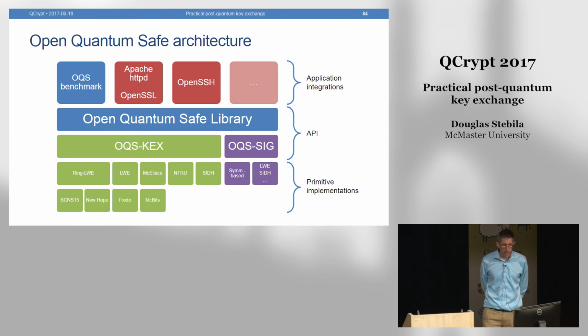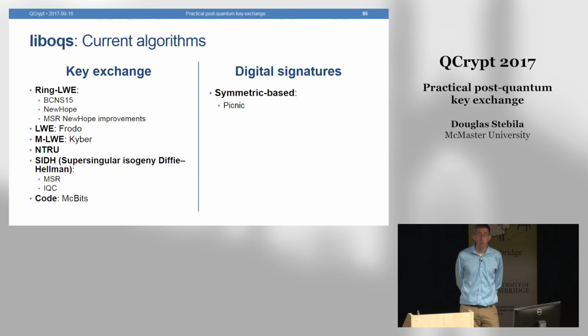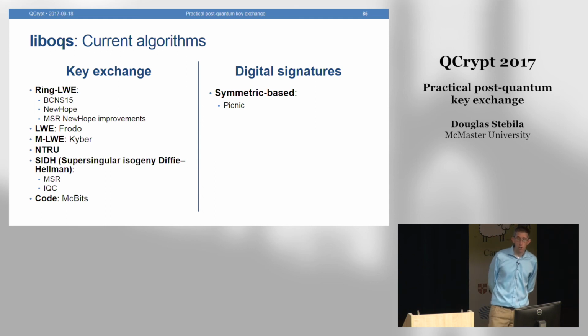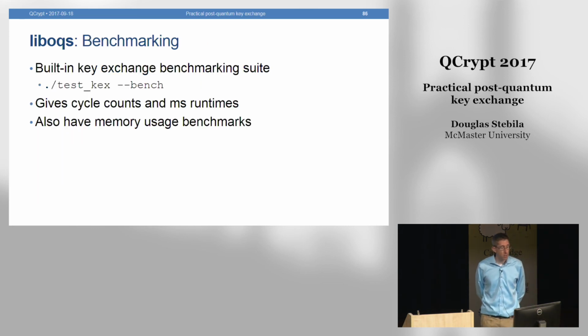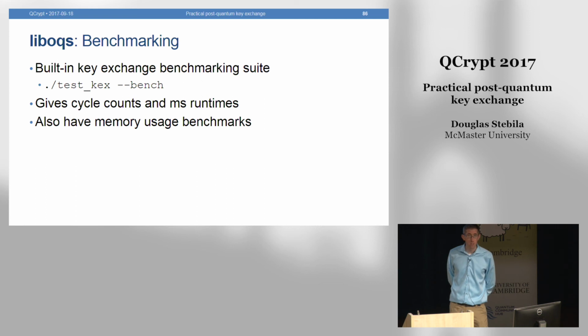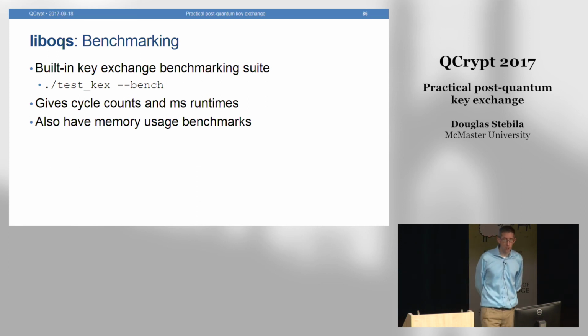In our library today, we have 10 key exchange algorithms from a variety of different primitives. And we're just getting started on signature schemes. We have a symmetric signature scheme called Picnic, and we're working on adopting a few others. And once the NIST process starts seeing submissions become public, we're hoping to integrate more and more of those into our library as well. In our library, we can do benchmarking, so we can do performance evaluations for runtime, like I showed you on the tables for key exchange performance. We can also do memory usage benchmarks for measuring the memory performance on small systems.